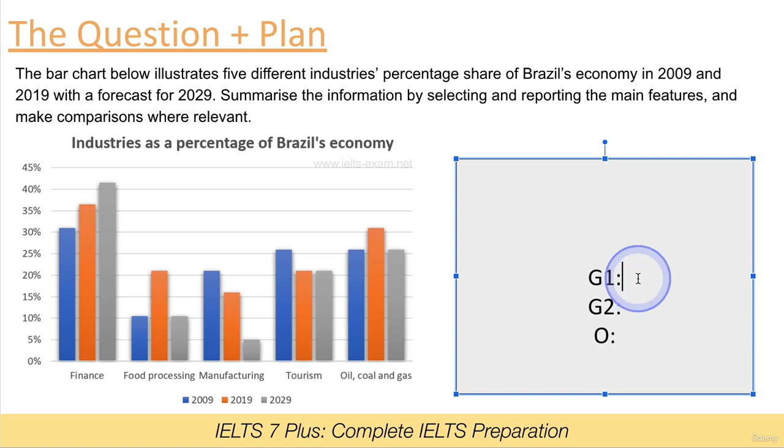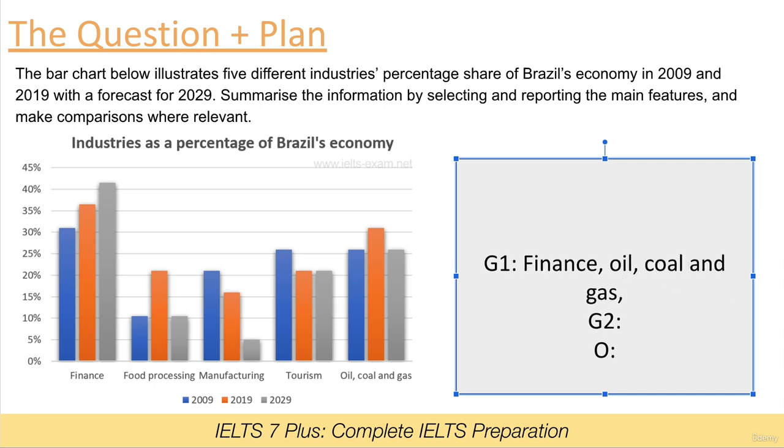Yeah, let's go for that one. I'll show you how you can do that today. So let's go finance, oil, coal and gas, and tourism over 20%. So these are just our notes, so you don't have to worry about doing full sentences here. But obviously, this is going to help you in the exam, so you want them to be clear to you. Make sure that you understand your notes.